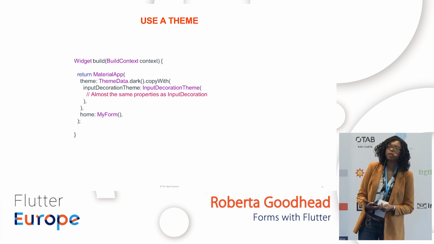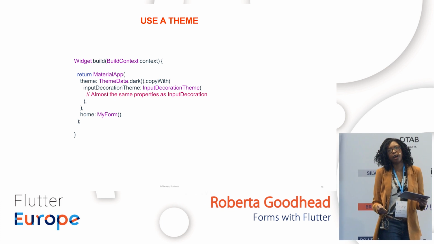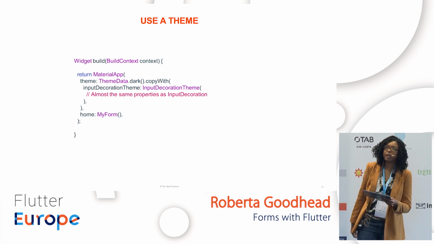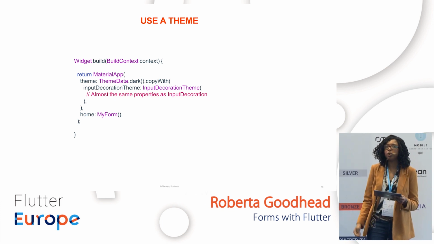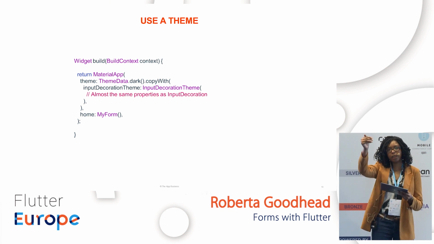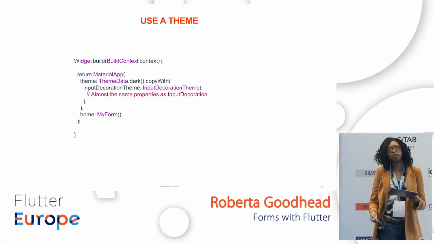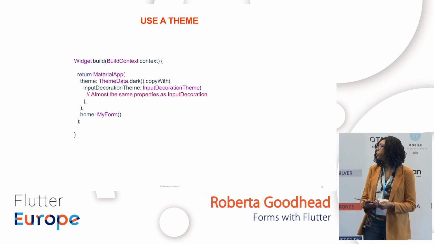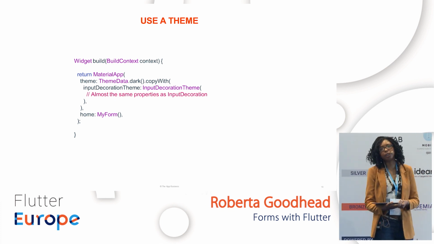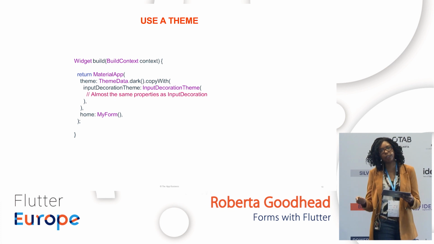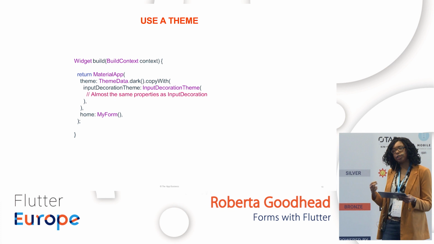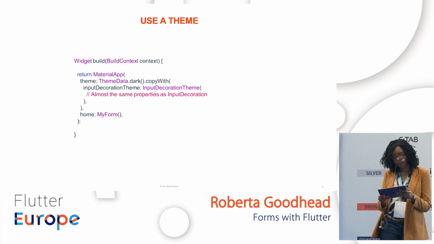And obviously you wouldn't want to apply input decoration for every single text field, so you can use a theme, and in the root of your material app you can specify a theme. And the properties of the input decoration theme are pretty much identical to the input decoration, except for the ones specific to that decoration, such as the label text, for example.